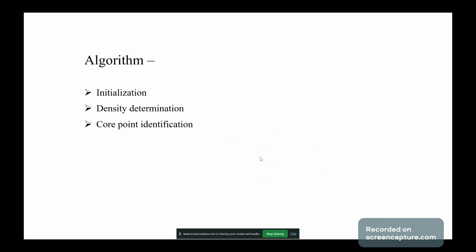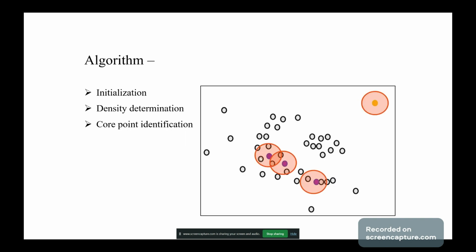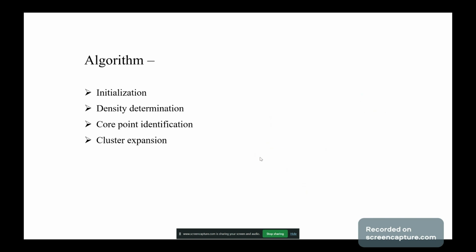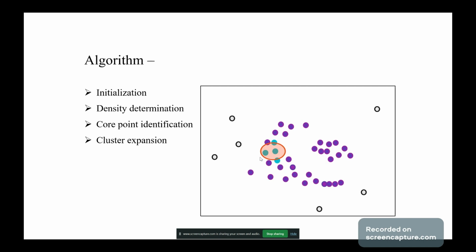Now, number 3, core point identification. A data point is classified as a core point if the number of points within its epsilon neighborhood exceeds a predefined minimum threshold, often denoted by min points. Core points are indicative of regions of high density in the data space. Cluster expansion. Once core points are identified, DBSCAN begins to expand clusters by recursively adding neighboring points to the cluster. If a neighboring point is also a core point, its epsilon neighborhood is explored and the process is continued recursively until no more core points are found.